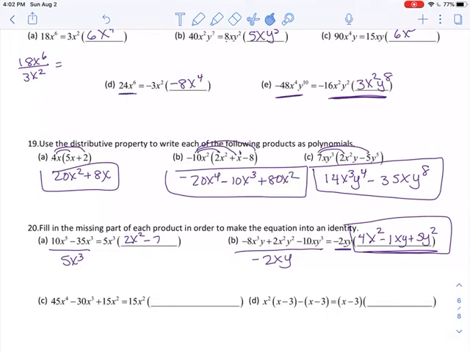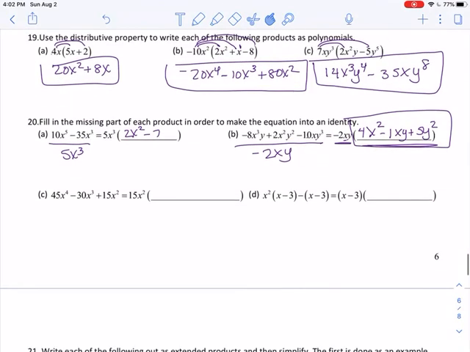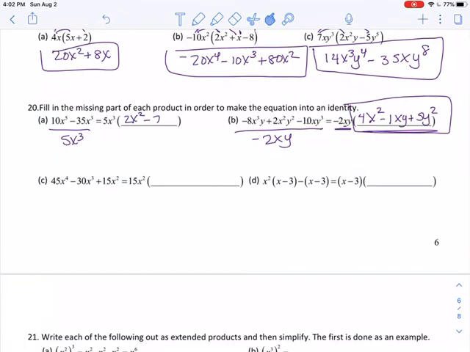Just take your time while you're doing them. If you got these wrong, then certainly just make sure you go through them so that you're comfortable and you understand what it is that you need to do.